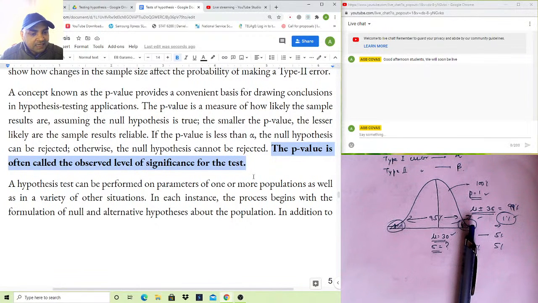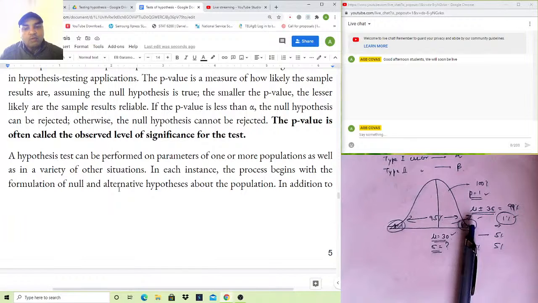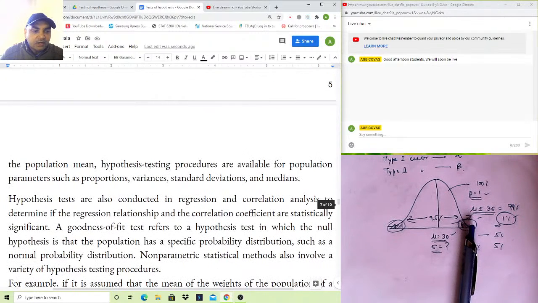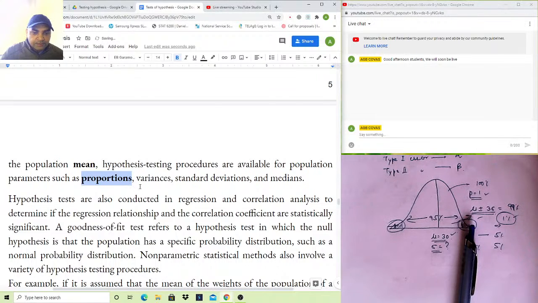Okay, so hypothesis test can be performed on the parameter of one or more population as well as in variety of other situations. So in each instances, the process begins with the formulation of null and the alternative hypothesis about the population. In addition to the population mean, hypothesis testing procedure are available for population parameters such as, I have told you about this mean, but you can also test the population for proportions. You can also test the population for variances. You can also test the population for the standard deviations, and you can also test them for these medians.